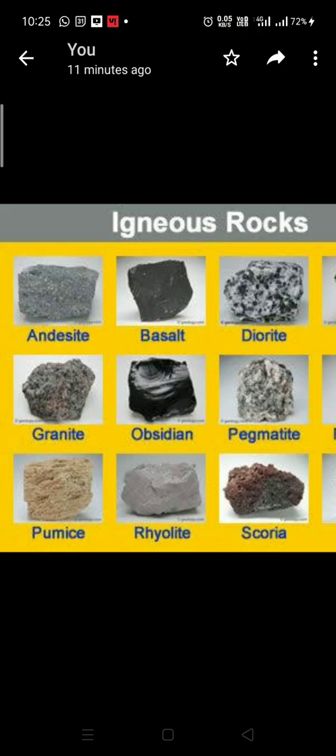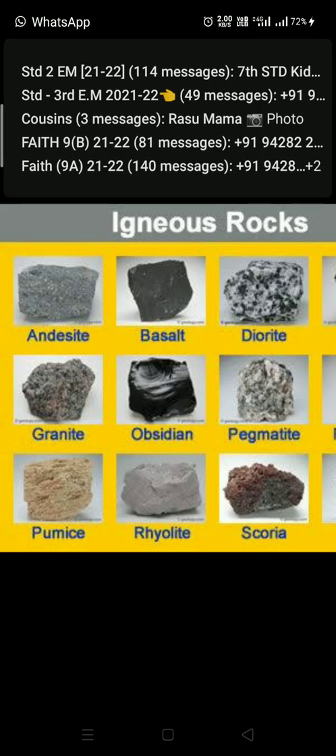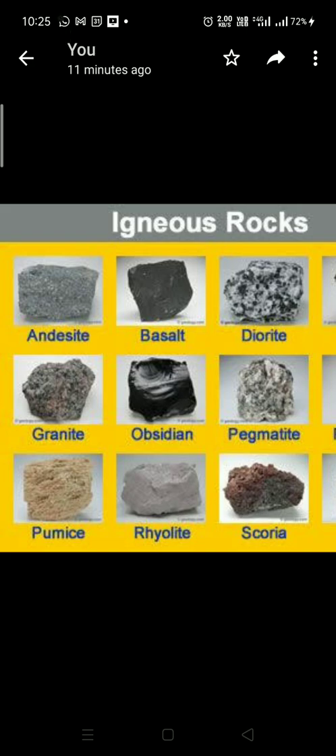Now if I say which are the examples, the extrusive igneous rock example is basalt rock. Where is it found? It is found in the Deccan Plateau. Where is the Deccan Plateau, kids? If you take the center of India and go a little bit down towards the south, that whole area is called the Deccan Plateau.